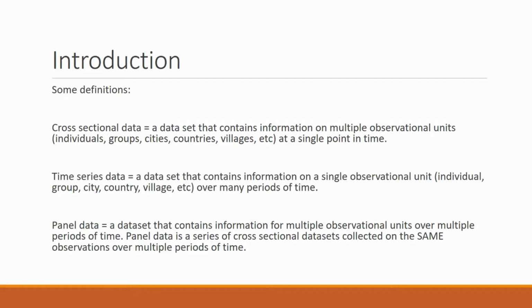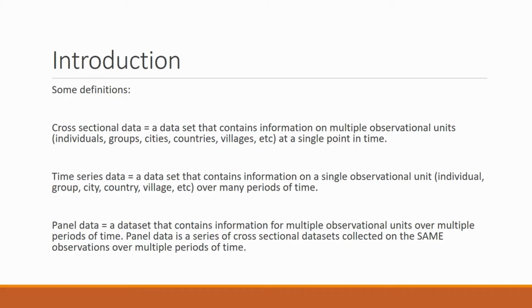All right. And then lastly, and this will be the topic of today, there's something called panel data. Panel data is a data set that contains information for multiple observational units, so for multiple people, over multiple periods of time. So panel data is a series of cross-sectional data sets collected on the same people over multiple periods of time. So panel data kind of combines cross-sectional data and time series data. Panel data is a powerful tool, which we will see.